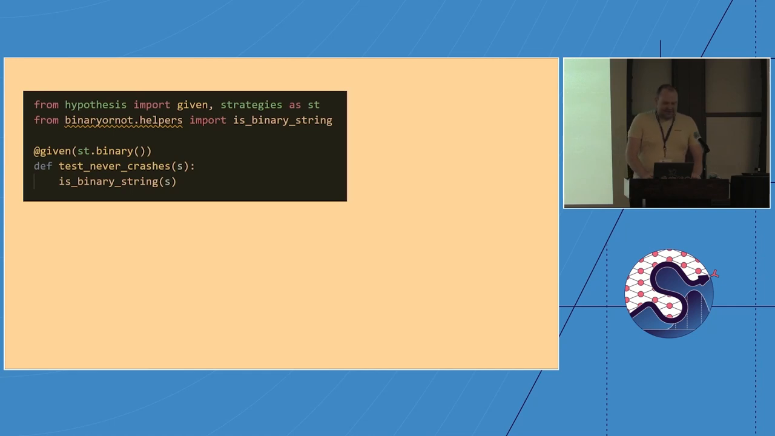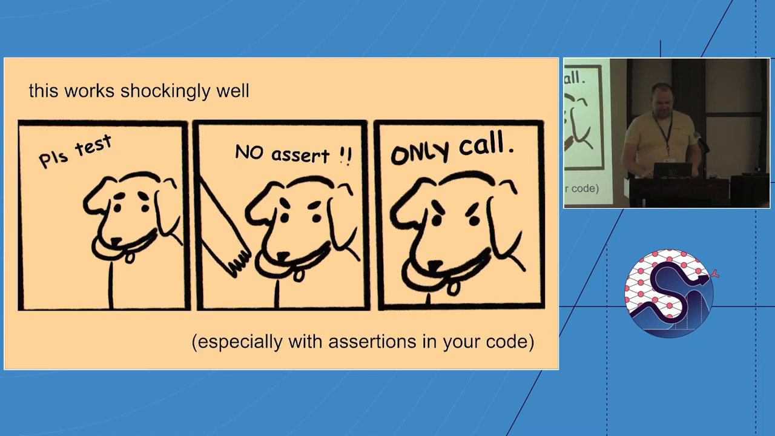This test looks at a package called binaryornot, which has a helper function is_binary_string. My colleague David wrote this very simple test. He said, well, given anything from the binary strategy, which is a byte string, just call is_binary_string on it, and we won't check the output. We'll just see if it crashes. This works really well. Just test it. No need for an assertion. Just call the thing.